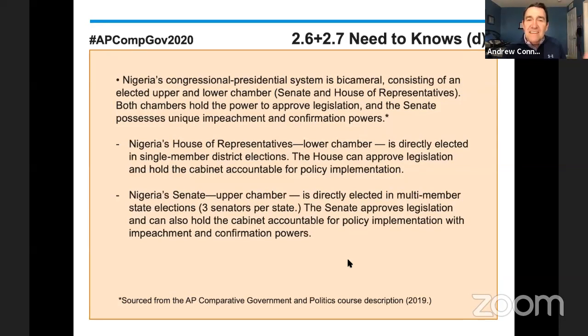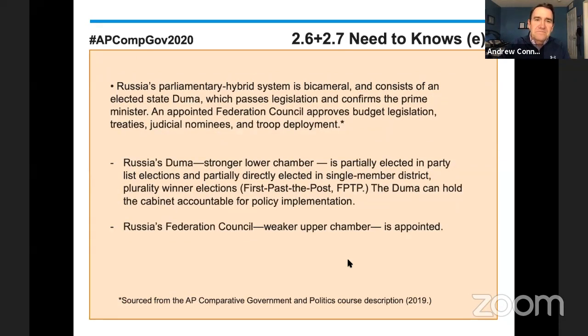And the Senate is more responsible in Nigeria for holding the cabinet accountable, particularly overseeing the implementation of policy by the executive bureaucracy. And like I mentioned before, Nigeria's upper chamber, the Senate, has unique impeachment and confirmation powers.